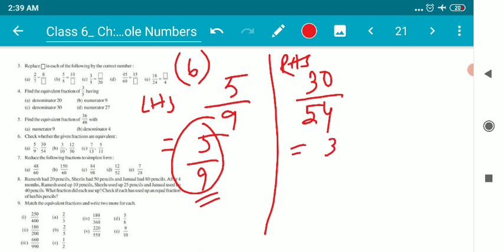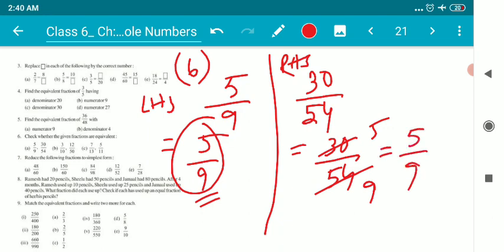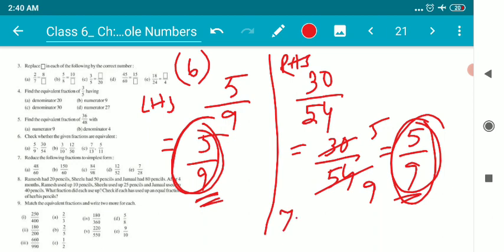The next fraction is about 30 by 54. Can we reduce it? Yes, we can. We can reduce it by 2 or 6. I'm preferring to take 6. 5 6s are 30, 6 9s are 54. So finally I'm getting 5 by 9. So children, if you look at the right hand side and left hand side, we can surely say that we got the same values, that is 5 by 9 on both sides. That means they are the same, they are equivalent. Yes, they are equivalent fractions.